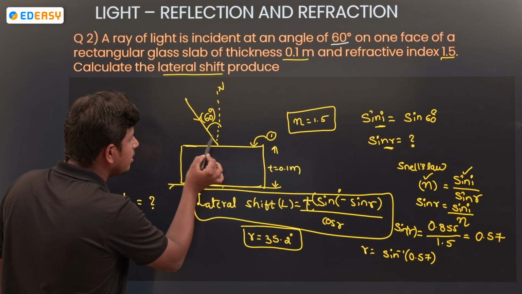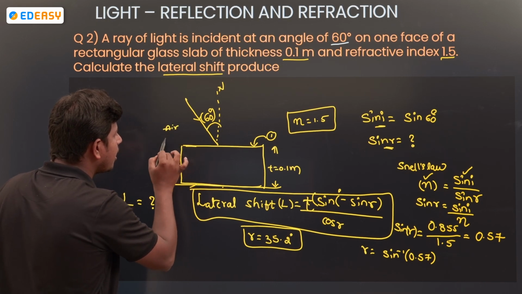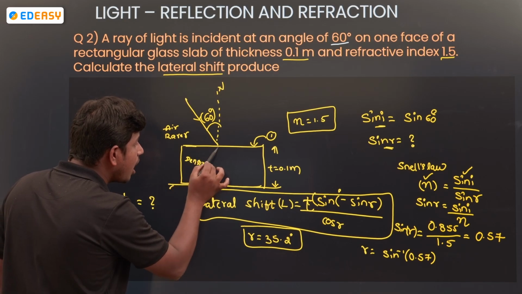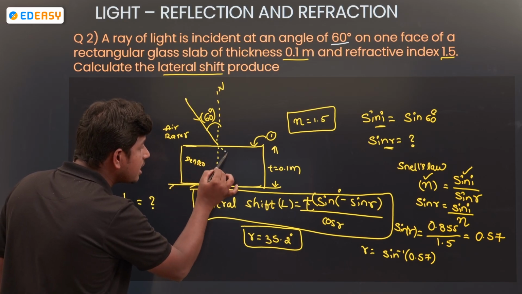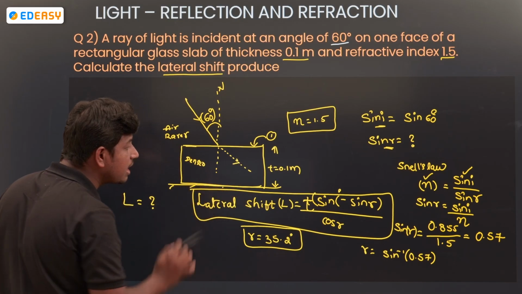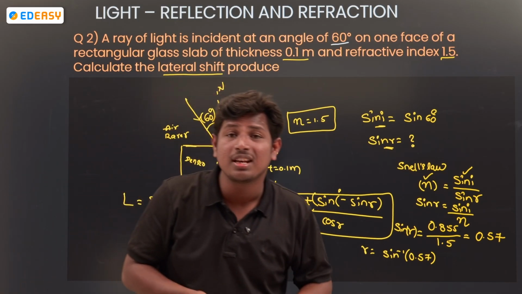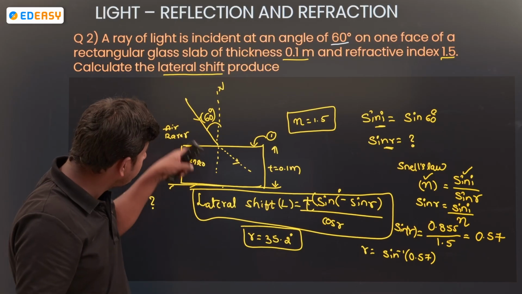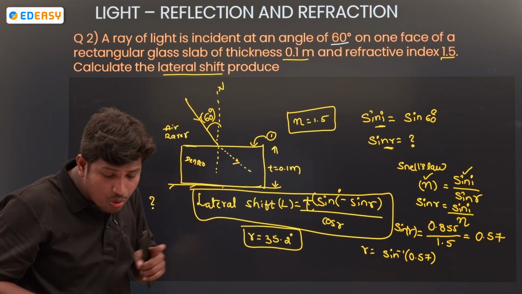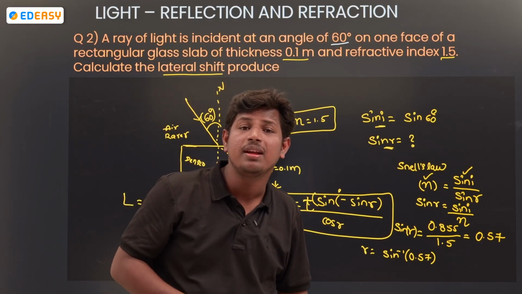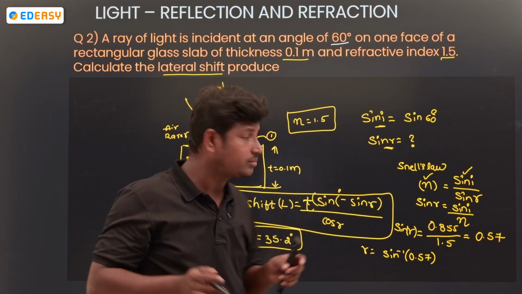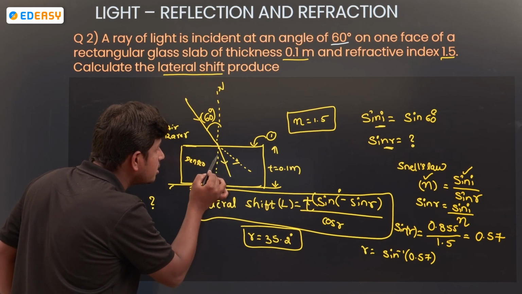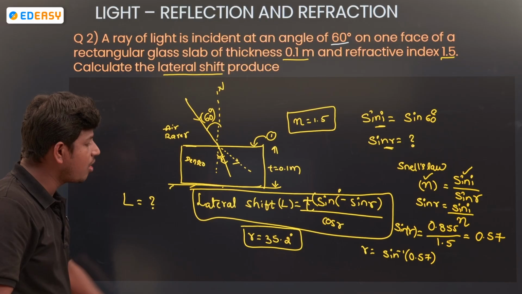See, light is going from air, the rarer medium, into the glass, the denser medium. This is the actual direction of the light ray. Anybody from the comment section? How will it bend when light travels from air to a denser medium, towards or away from the normal? Denser, so towards the normal. So this is the refraction angle. How much is the refraction angle?